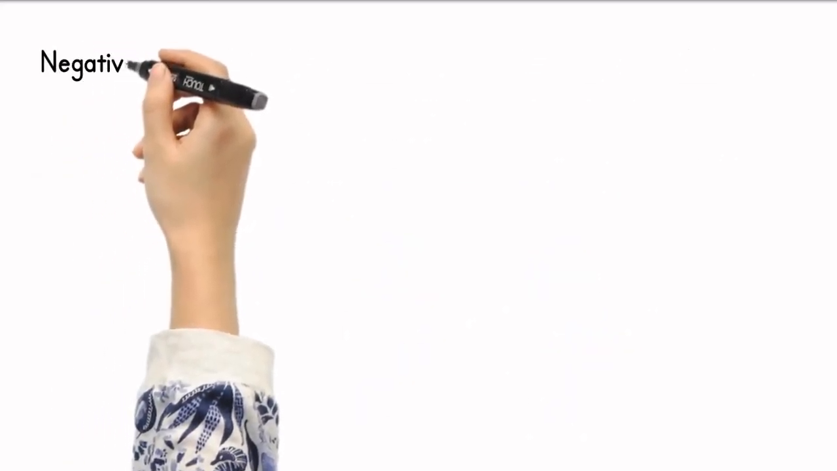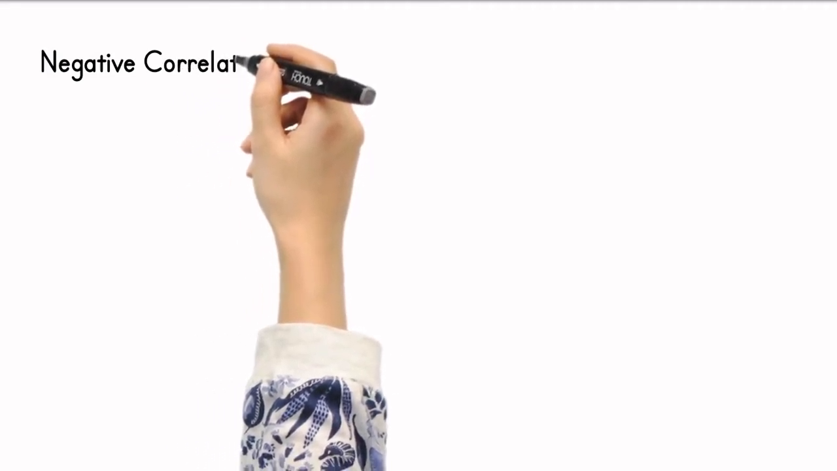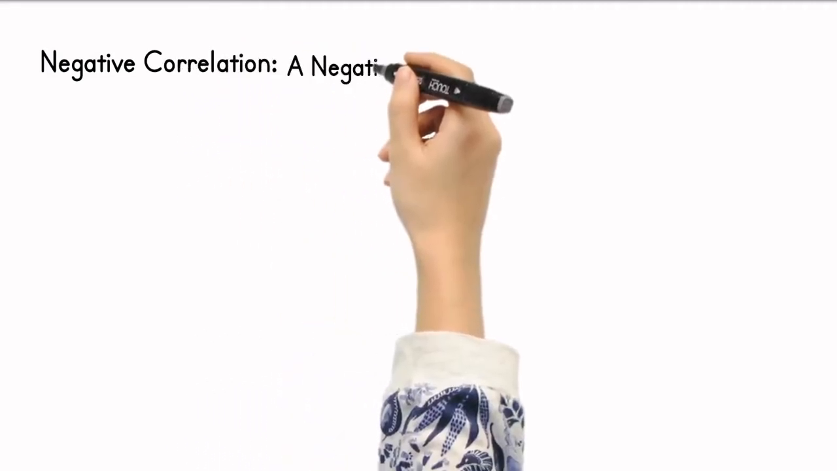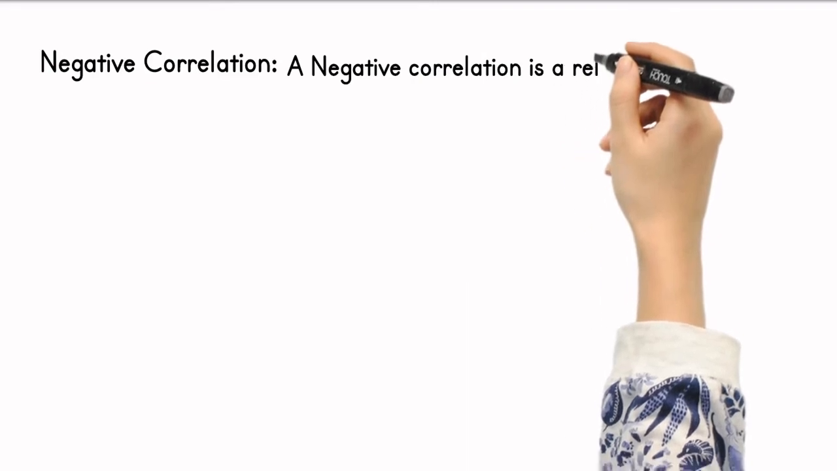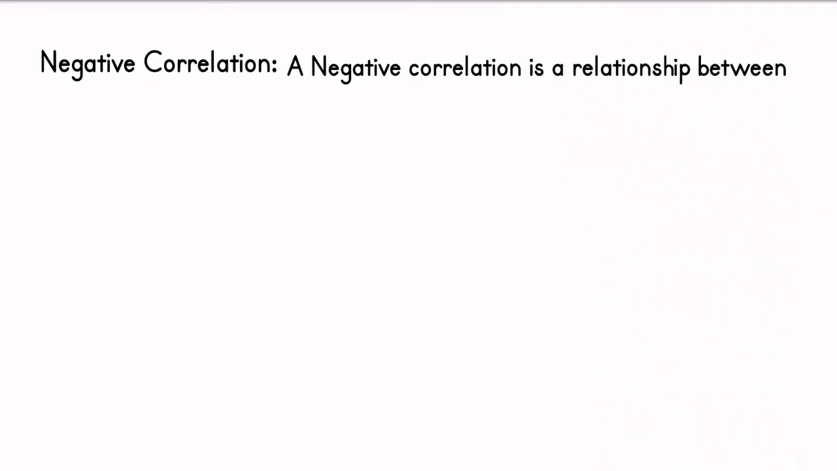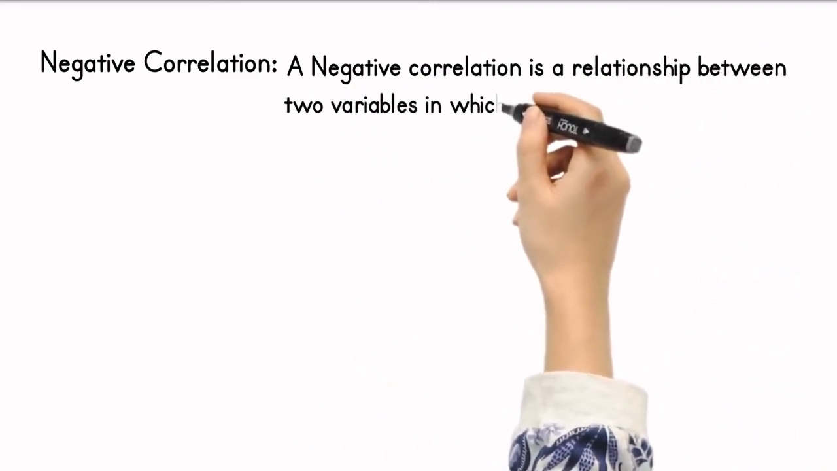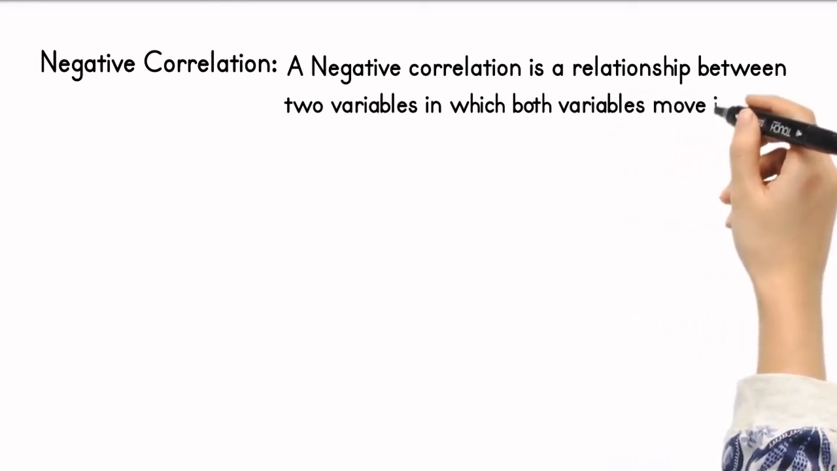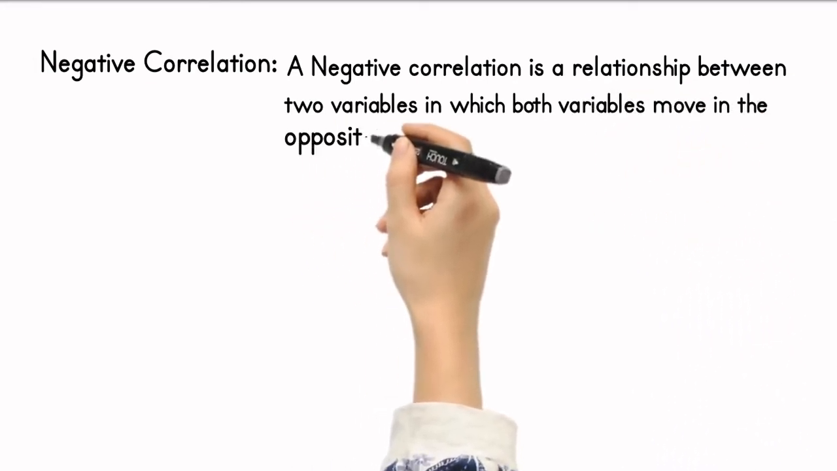A negative correlation is a relationship between two variables in which both variables move in the opposite direction. Therefore, if x increases, y will decrease, and if x decreases, y will increase. Example: as tenure increases, average handling time will decrease.